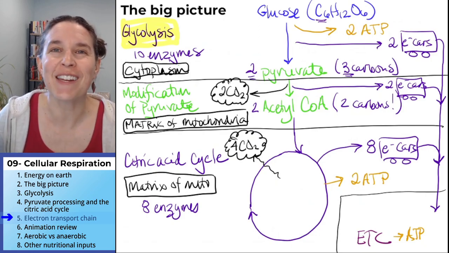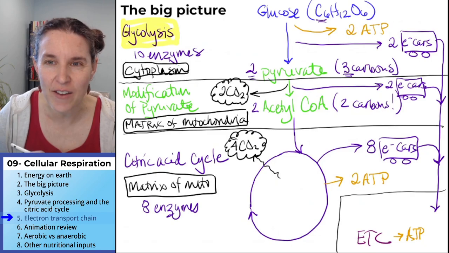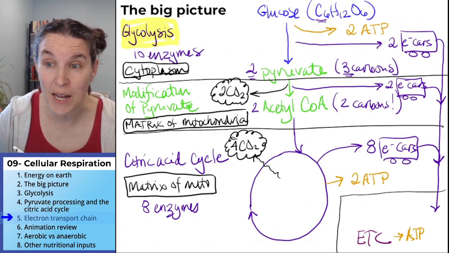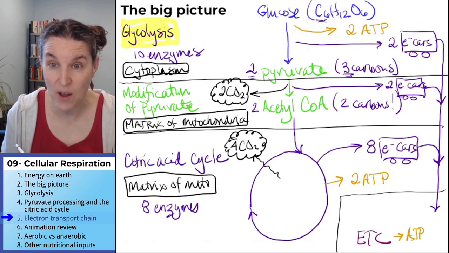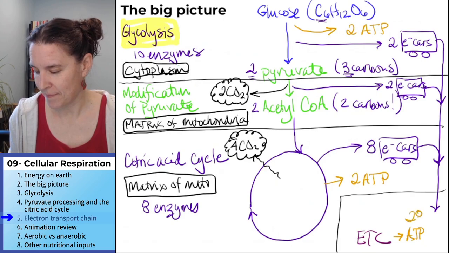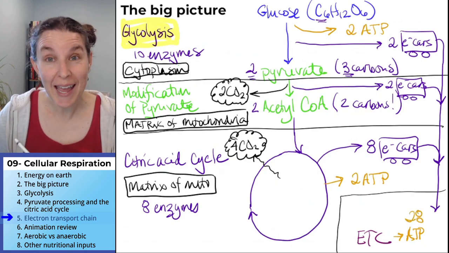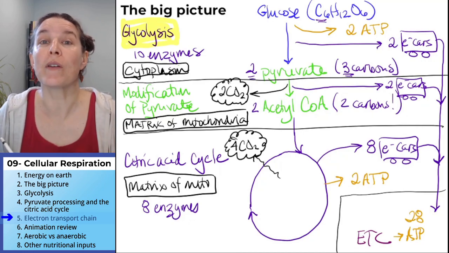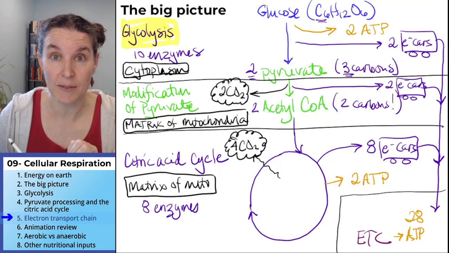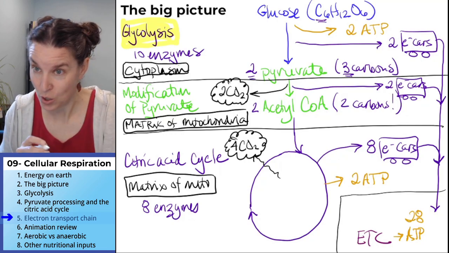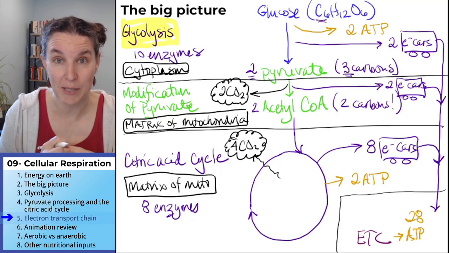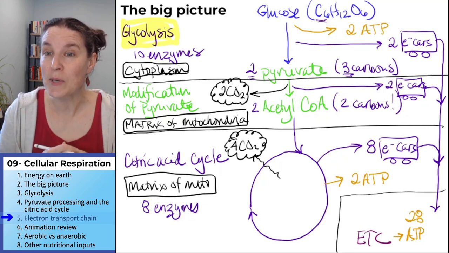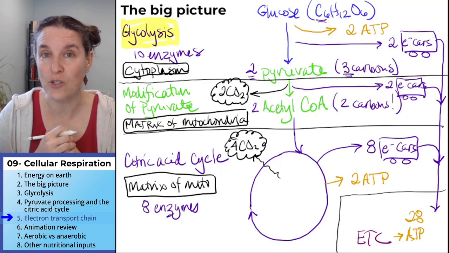I wish you were all here so I could hear what your guesses are. Are they super high or super low? Do you think like 5 ATPs are coming out of this thing? 10? 1,000? Not 1,000. 28. 28 ATPs. Almost 3 times more than we've gotten anywhere else in the process. Almost 2 times more than our total number of ATP that we have generated through the whole other process. 28 ATP are going to come just from the electron transport chain.